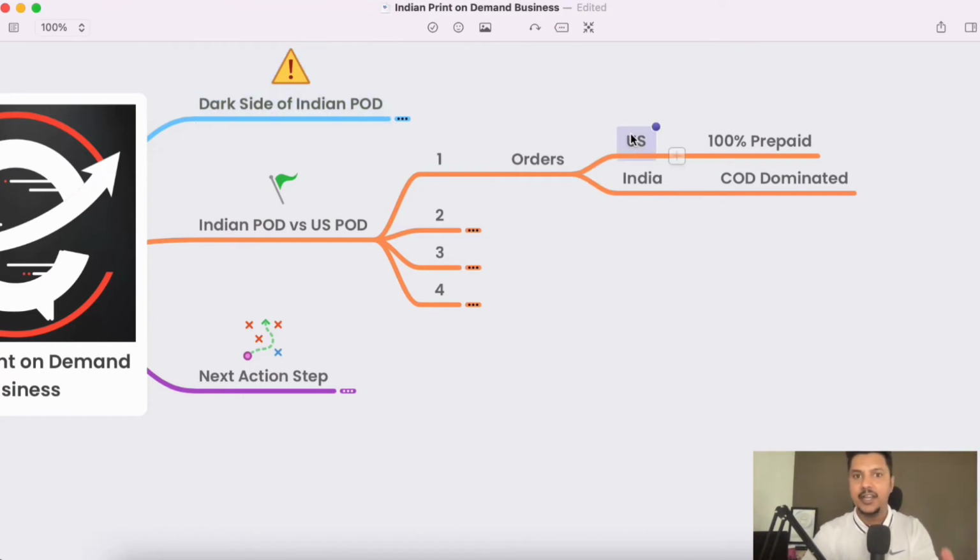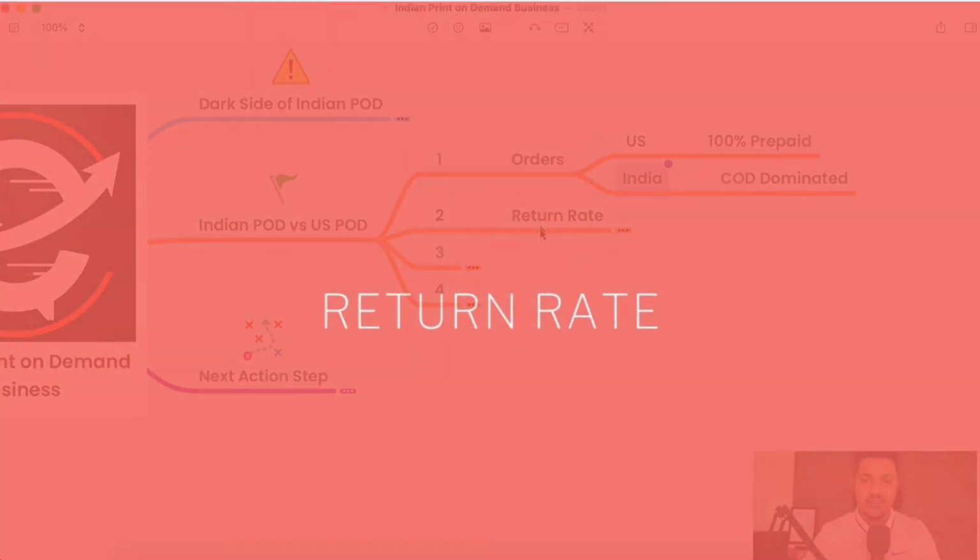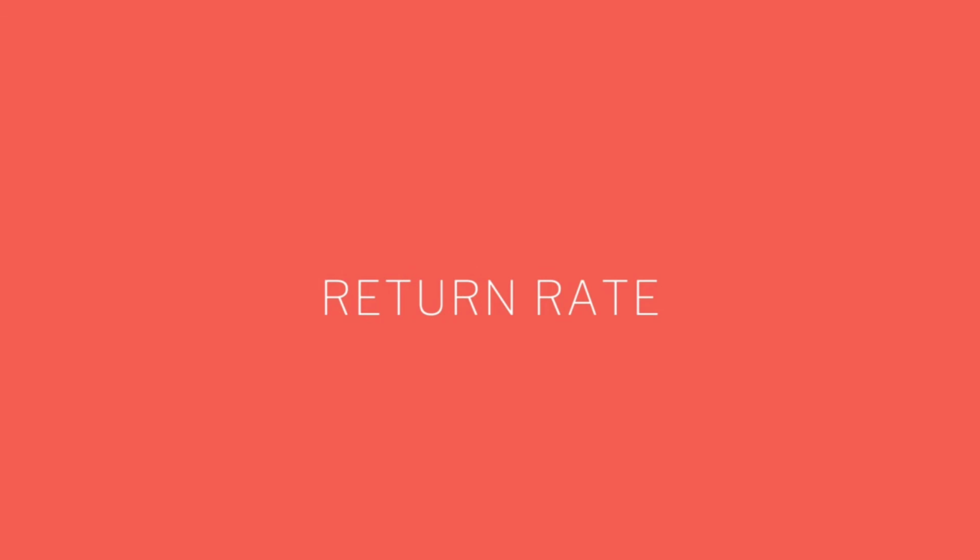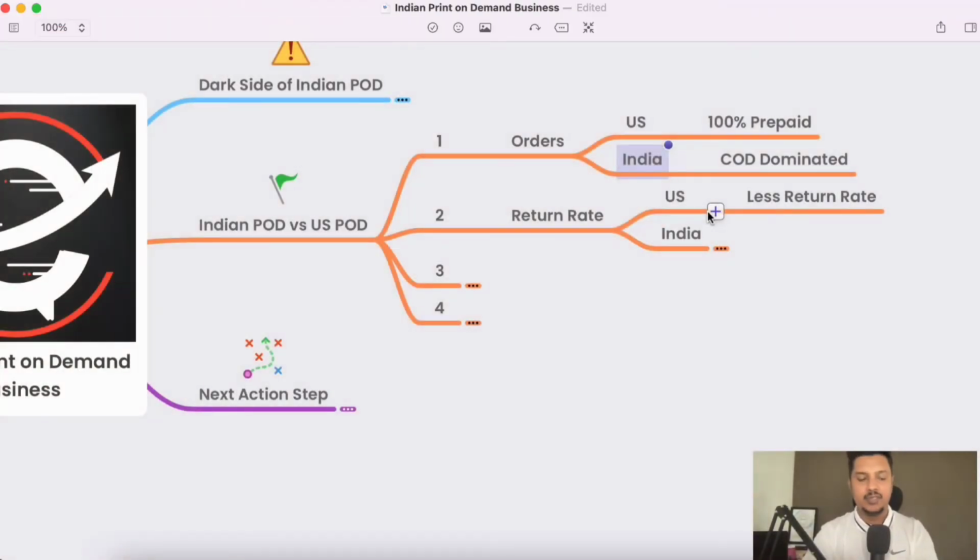In the US, you don't need a huge capital or a huge cash flow, but in India you need a very huge capital or cash flow backup to sustain in the business. The second one is the return rates. In the US, there is a very low return rate, because most of the orders are 100% prepaid. The seriousness of people who are buying from you is really high, because they know that they need to pay first, and only then they are going to get the product. So they will be more serious.